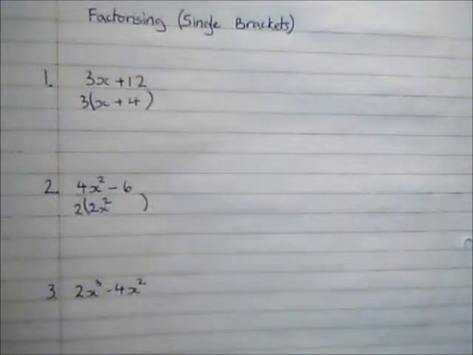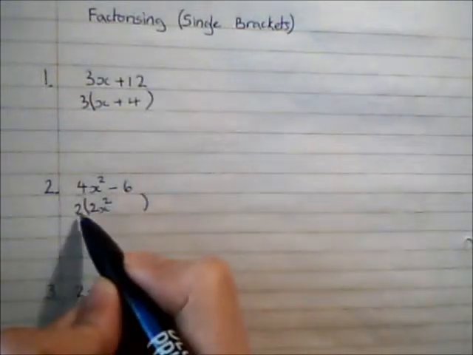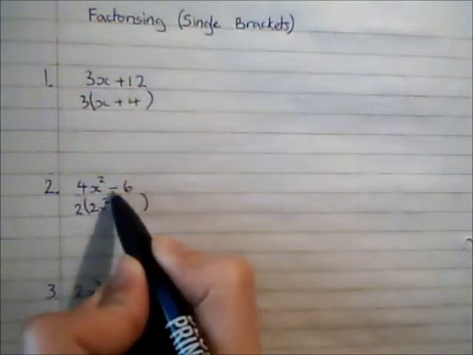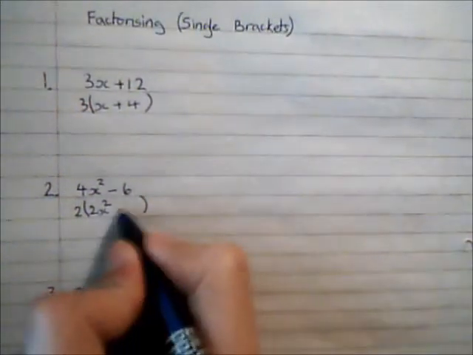And now I'm going to consider my second term. So what do I need to multiply 2 by to get to negative 6? Well, that's negative 3.